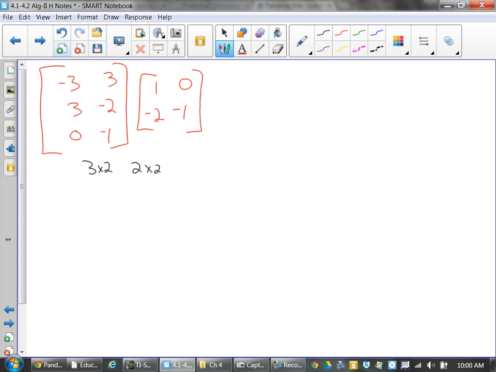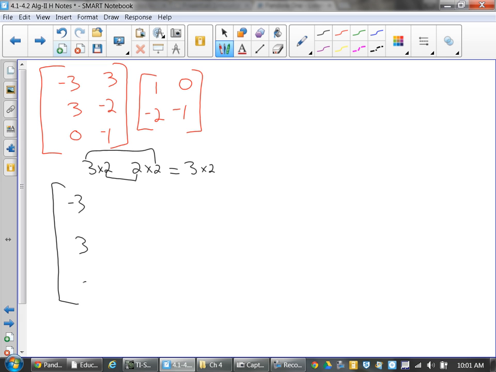So we know that this is going to work because these two numbers are the same. And I know then my answer is going to equal a 3 by 2, because these are the outer numbers. Since I know it's going to be a 3 by 2, that means it's going to have 2 columns. So you write out the first matrix twice.